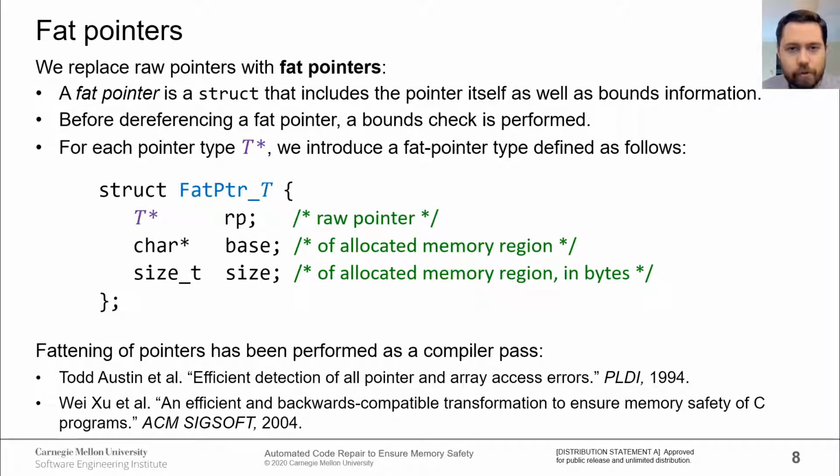We replace raw pointers with fat pointers. A fat pointer is just a struct that includes the pointer itself as well as bounds information. So before dereferencing a fat pointer, a bounds check is performed. For each pointer type, we introduce a corresponding fat pointer type defined as follows. A fat pointer type is a struct with 3 fields: the raw pointer itself, the base of the memory region, and the size of the memory region in bytes. Fattening of pointers has previously been performed as a compiler pass, and in this work, we extend it to do the repair at the source code level.